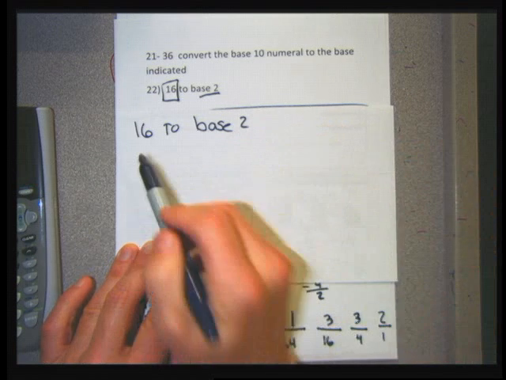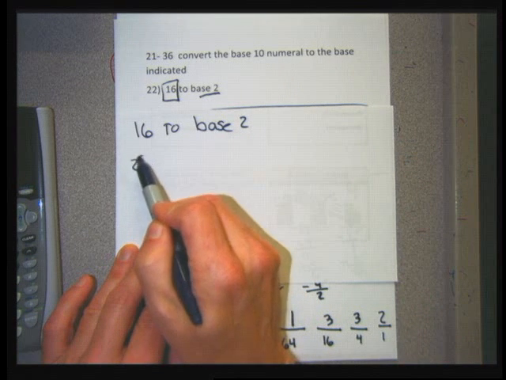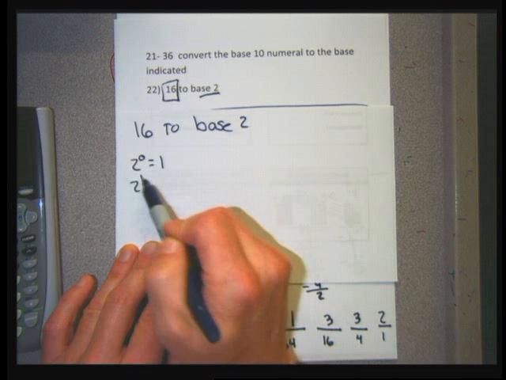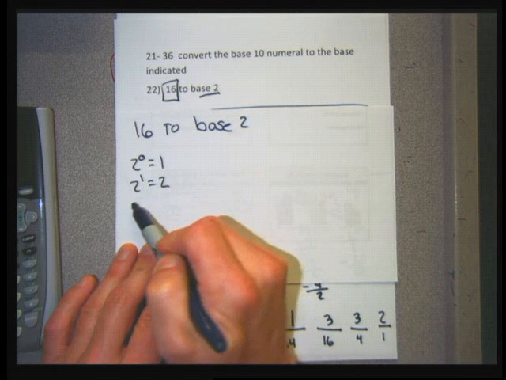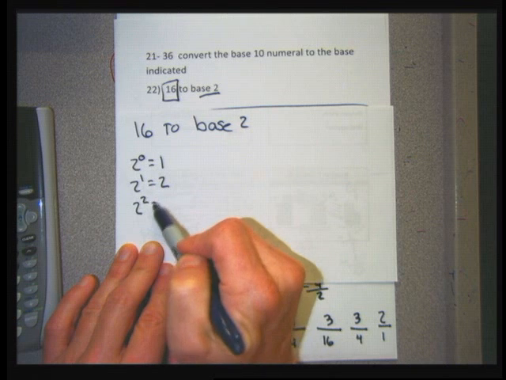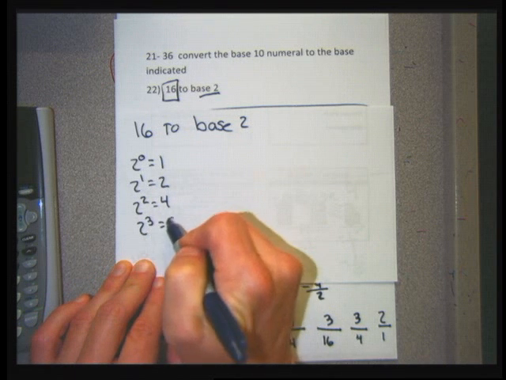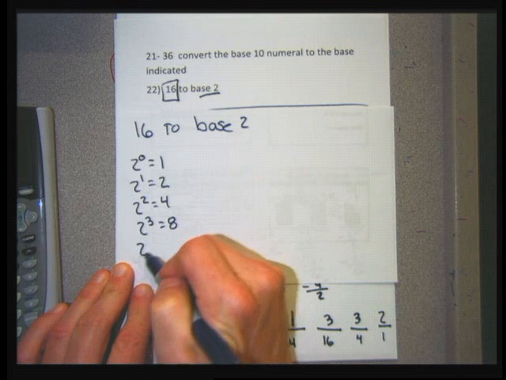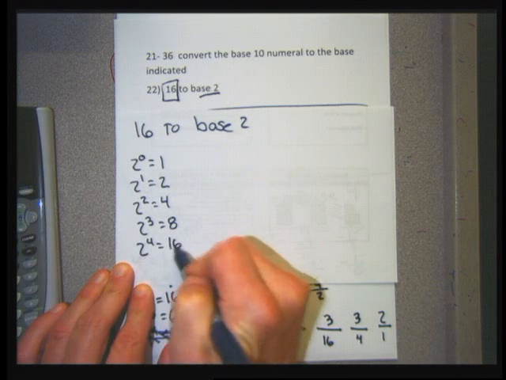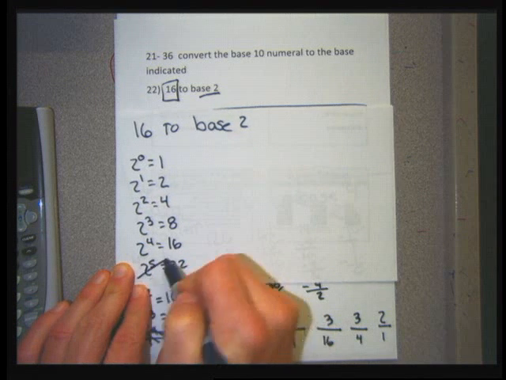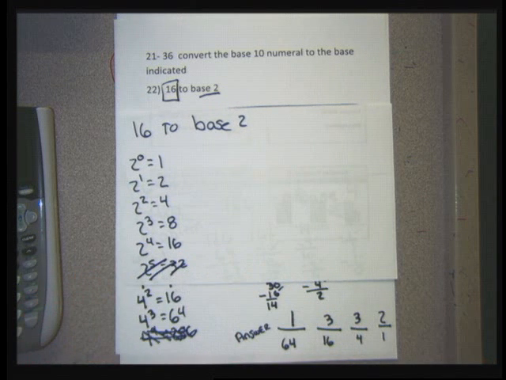So I'm going to start off writing my powers of 2. 2 to the 0 power is 1. 2 to the first power is 2. 2 to the second power is 4. 2 to the third power is 8. 2 to the fourth power is 16. 2 to the fifth power is 32. That's too big. So I wrote down all the powers of 2 that were 16 or less.